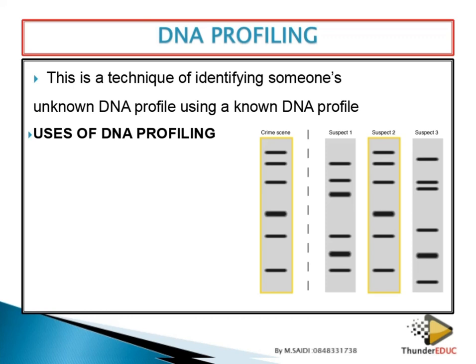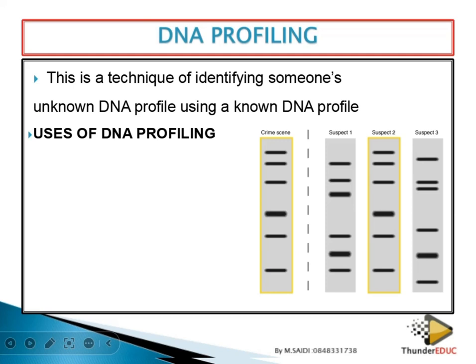Now here we see these black bars. One will ask, what are these black bars that are shown on a DNA profile? What are the black bars representing? Now, a DNA profile is a pattern of black bars that represent the DNA fragments of a person. So these are the fragments of a DNA of a person.